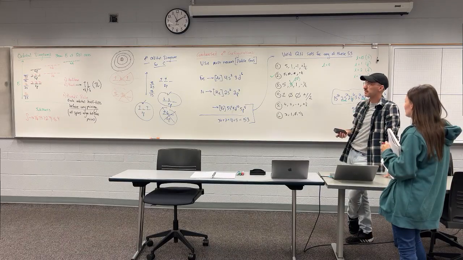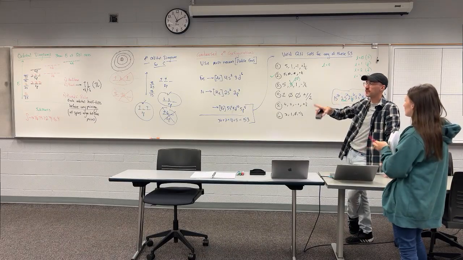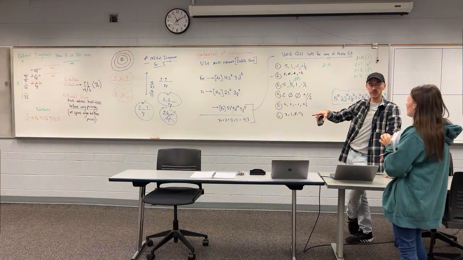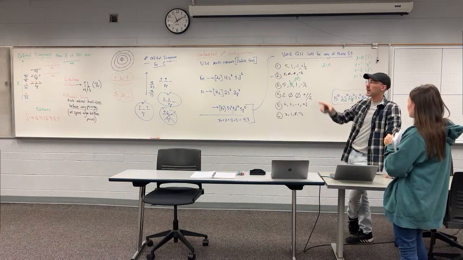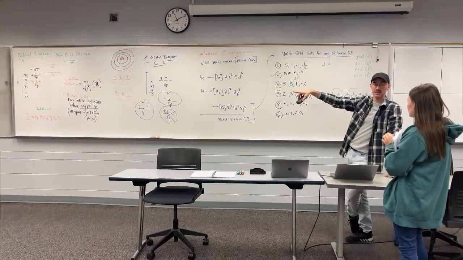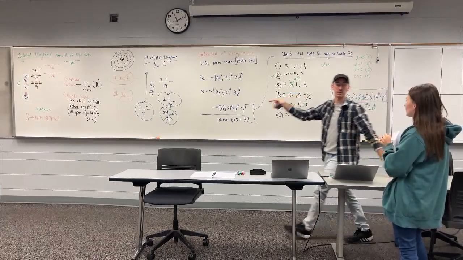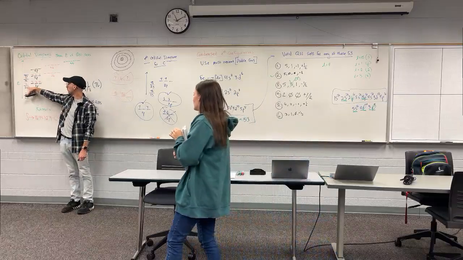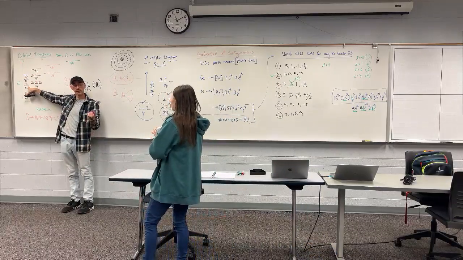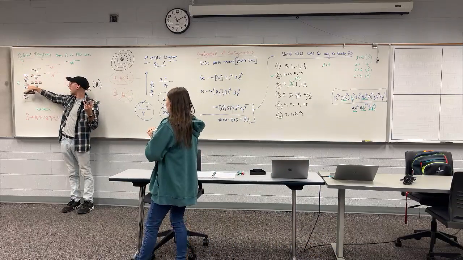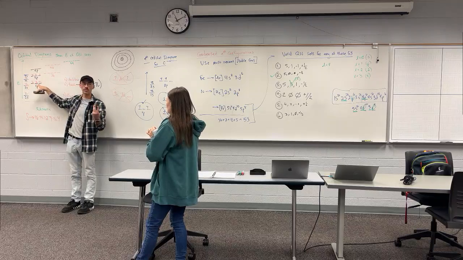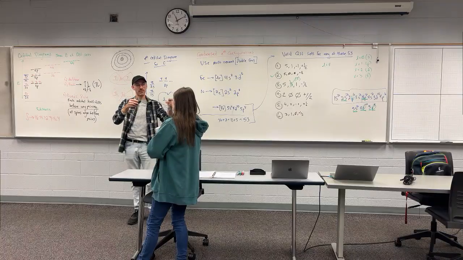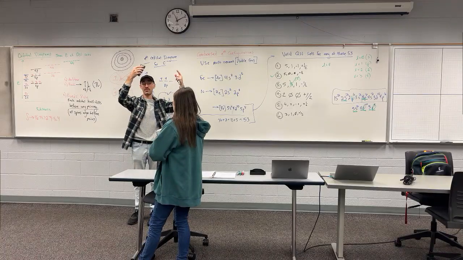M sub L tells you which specific orbital in a sub-shell of orbitals your electron is in. L equals 0 only has one orbital type, M sub L equals 0. But L equals 1 has 3 orbital types: M sub L is -1, 0, or +1. So M sub L has defining parameters from L, and L has defining parameters from N.